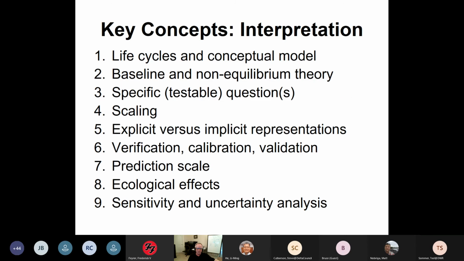So I'm going to quickly go through this, and I'm happy to discuss it with people at any time. With life cycles, you have to think about what the baseline is. What are you comparing something to? You have to ask specific questions that are testable. You always think about what's being scaled in the model. Be very wary: just because it has a knob named turbidity doesn't mean it's doing what you think it's doing. Then calibration, validation, what scale you're going to predict on, and then ecological effects and sensitivity analysis.